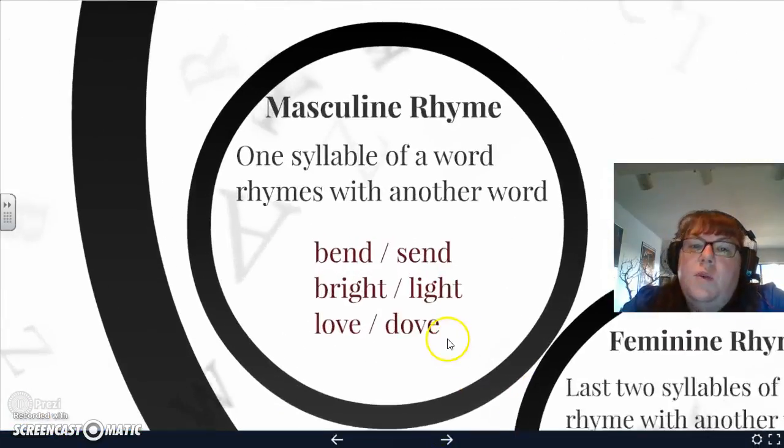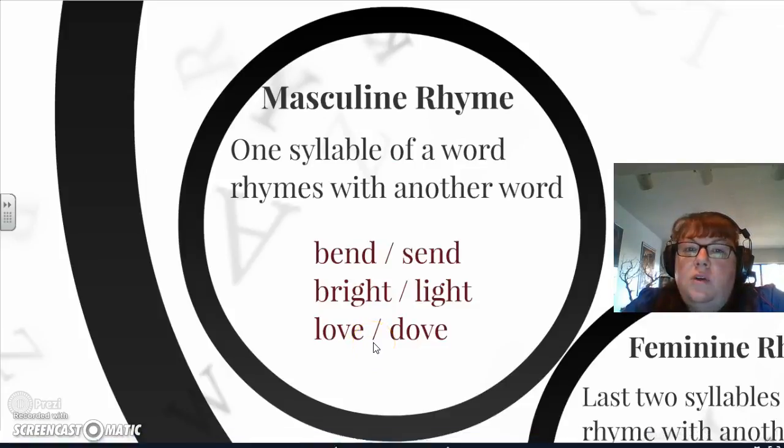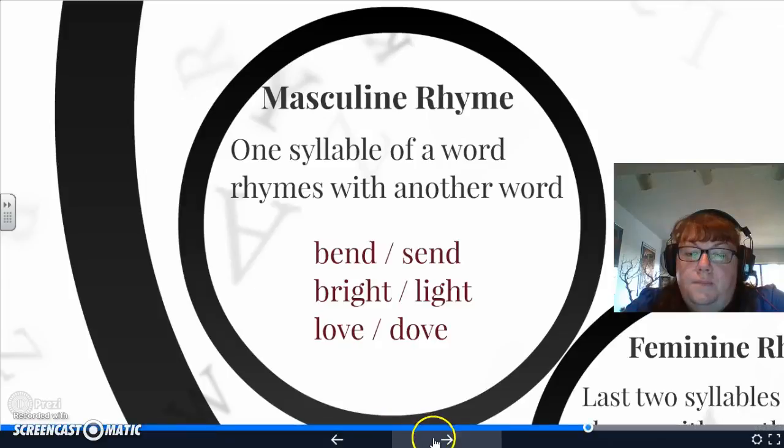Okay, so the first one we have is masculine. This is where one syllable of a word rhymes with another word. So here we have bend and send. These are both perfect rhymes as well as masculine rhymes, because the one syllable fits with the masculine, but it also fits with the perfect. Bright, light, love, dove. All of these are masculine and all of these are perfect. That does not mean that every single perfect rhyme is masculine. It's just the examples that I'm giving you. So masculine is one syllable.